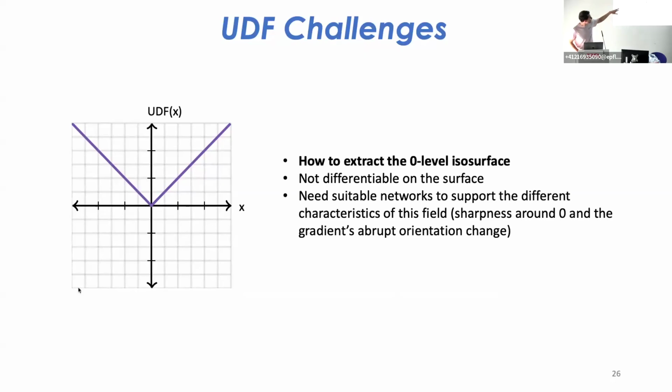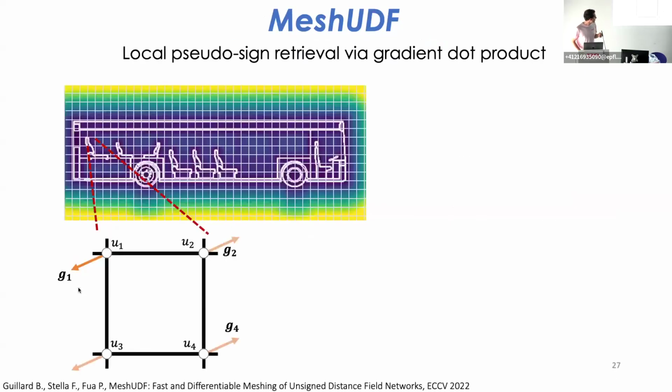So all these are current areas of research, and in the lab we're working on all of them. So if you're interested, of course, we can talk about it. I work mainly currently on the extraction of the zero-level surface. So let's talk a bit about it. This is a work from 2022 from our lab.